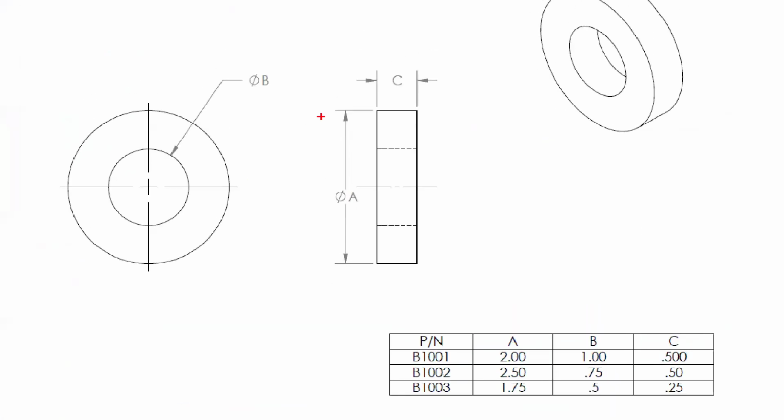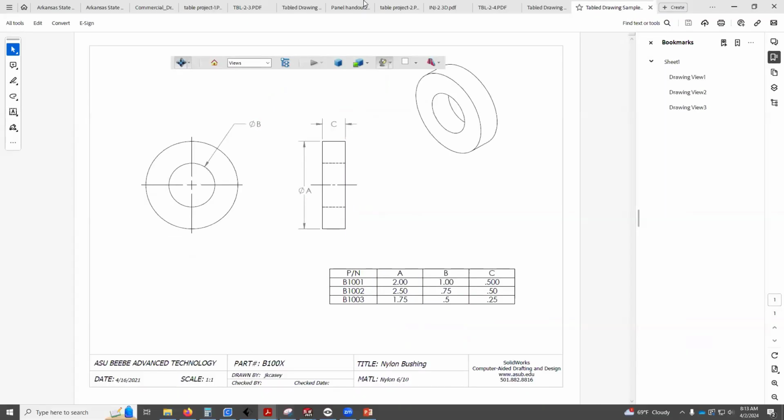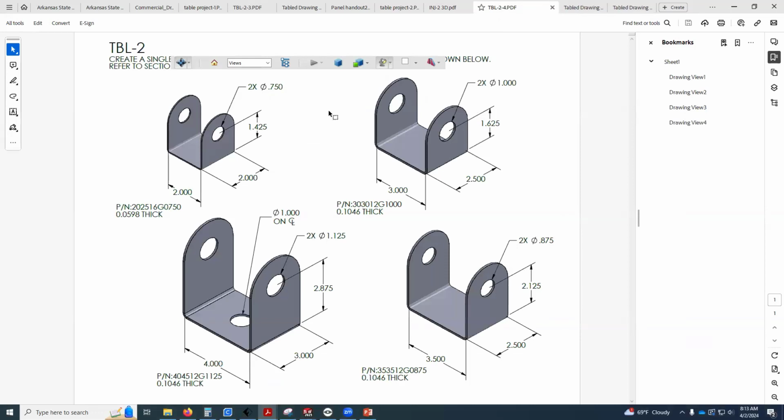We've got this bushing, we've got the outside diameter is A, the inside diameter is B, and we have the thickness as C. So this first column in the table is the part number. So there are three parts represented on this one drawing: B 1001, 1002, 1003. And so to determine which size 1001 is, you have to look at this table and you say that the outside diameter is 2, inside diameter is 1, and the thickness is a half. Does that make sense to everybody? So that's what I need you to do for these four parts.